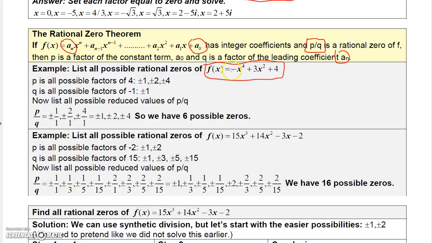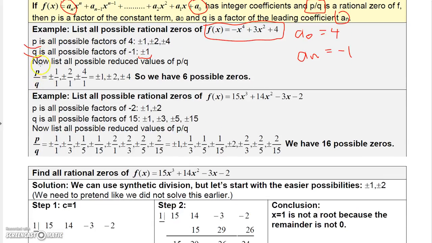So in this example, we know the constant term a sub 0 is 4, and we know the leading coefficient a sub n is -1. So p, let's list all possible factors of a sub 0, 4. Well, plus or minus 1, plus or minus 2, plus or minus 4, all are factors of 4. Now list all possible factors of a sub n, -1. What are all the possible factors of -1? Well, just plus or minus 1. And we're talking integer factors.